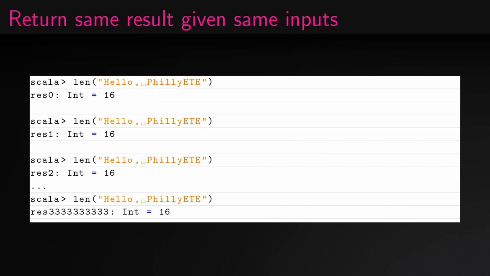So another part of referential transparency and purity, functional purity, is that we always return the same result every time we're given the same inputs. And this is really important for being able to reason about our code. So I give the same string to len, and it returns the exact same answer every single time, right?